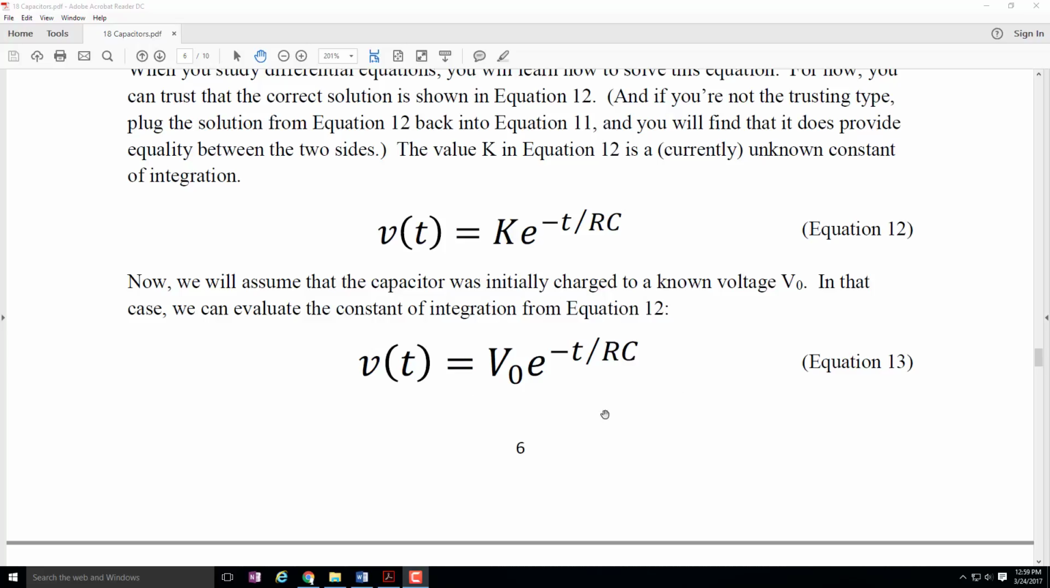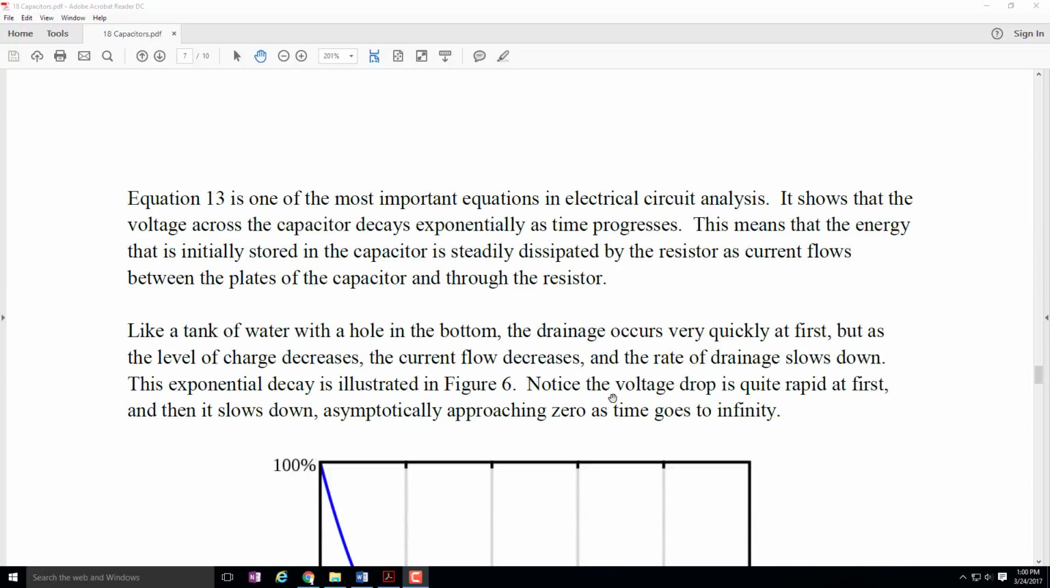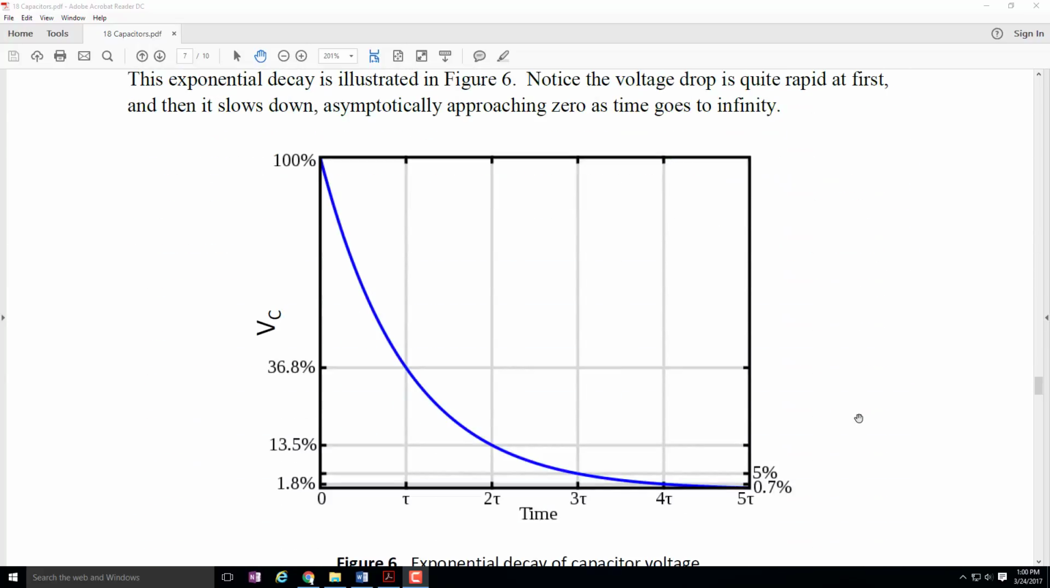This equation with the exponential decay, you will see this equation over and over and over again in many classes in your ECE curriculum. So let's look at a picture here. This picture is perhaps worth 1,000 words, but it shows the capacitor voltage decaying over time. You can see that initially it's decaying very quickly. But as time progresses, it flattens out and it decays less quickly and less quickly and less quickly.